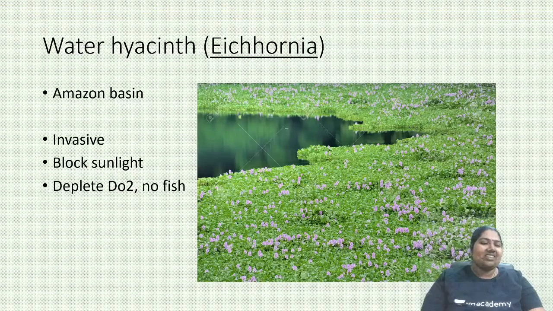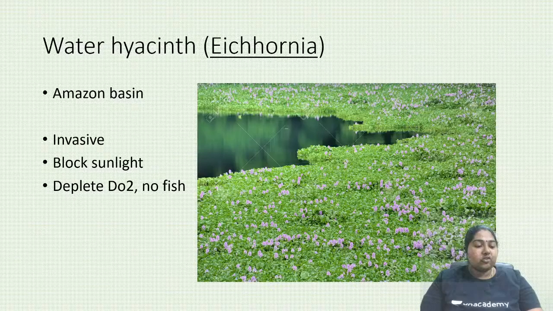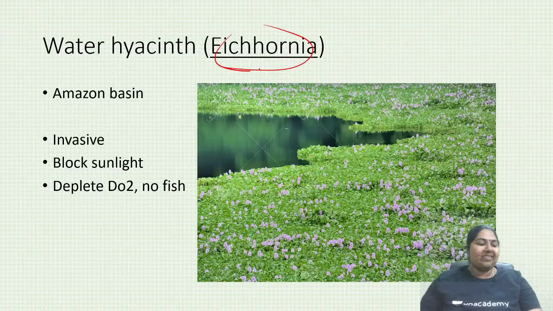Coming to invasive species, I told you that invasive means they are going to create some damage. For instance, you take this Eichhornia. What is this Eichhornia doing to us? Too much damage, no? All our lakes are filled with this species only. Water hyacinth, it is Eichhornia. It will cut the dissolved oxygen, so there won't be any fish, so the total ecosystem is getting affected. So it is absolutely becoming invasive.